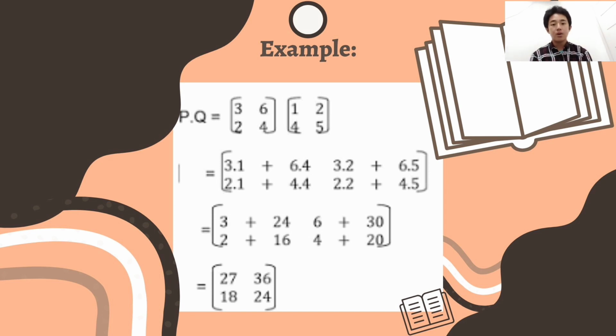Now, so we see here, 27 is the first row and the first column. 36 is the first row and the second column. 18 is the second row and the first column. And 24 is the second row and the second column. So that is the answer. Now, let's move on to the next.